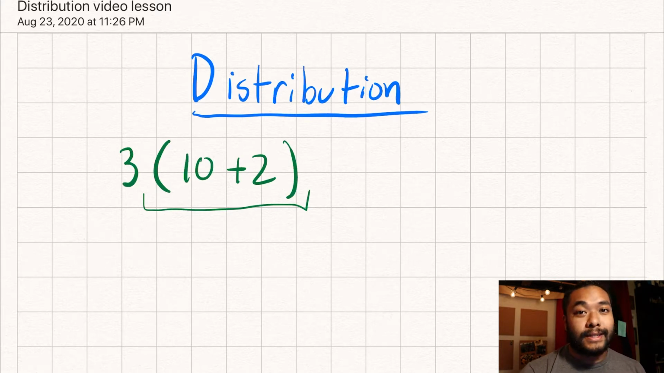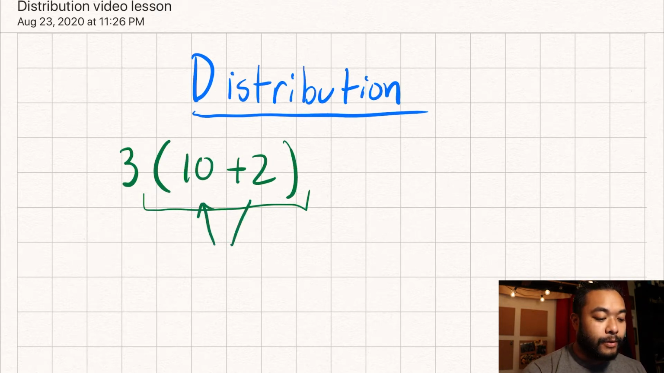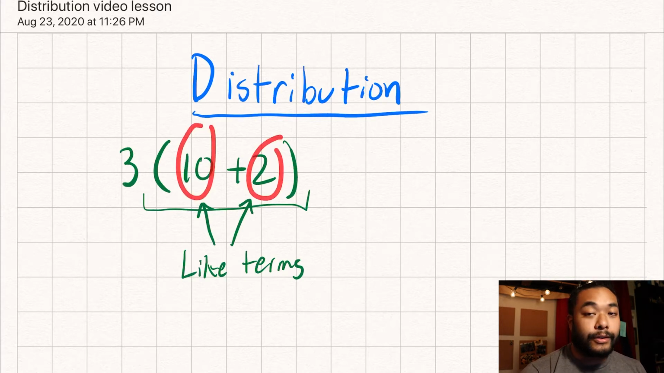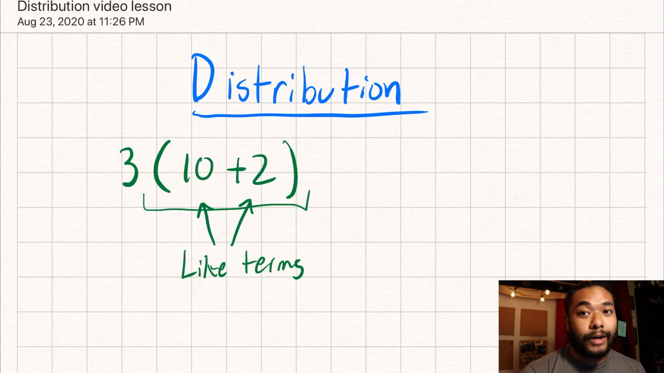The reason why it doesn't necessarily need distribution is because, if you notice, these two numbers, 10 and 2, are like terms. But as you'll see in geometry, so many times, whatever is here or here, they're not like terms. I might have a 10 and a 3x, or a 3x squared plus 2x, and I just can't add them. So it's a good idea to practice distribution, even if we're working with like terms, or constants like 10 and 2. So let's take a look at what we do.